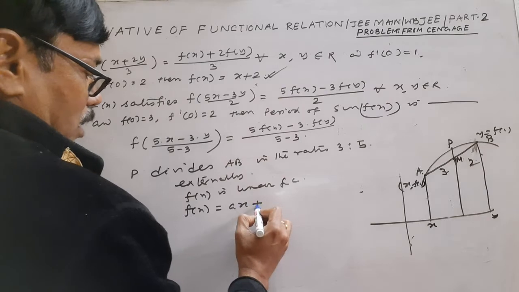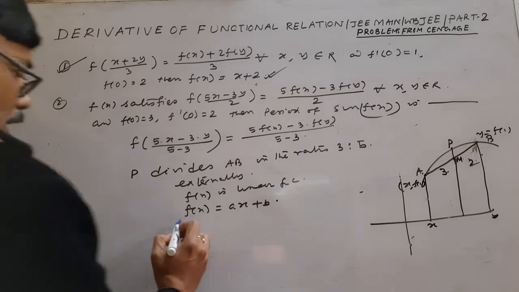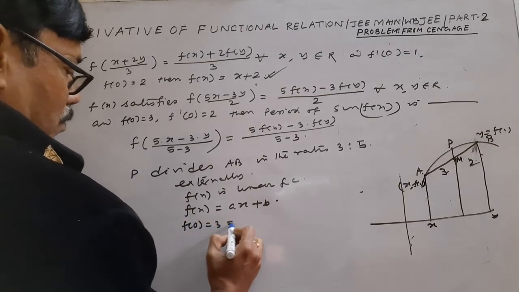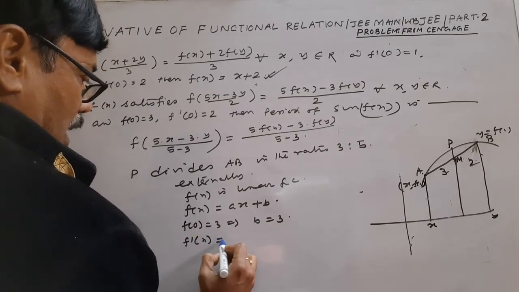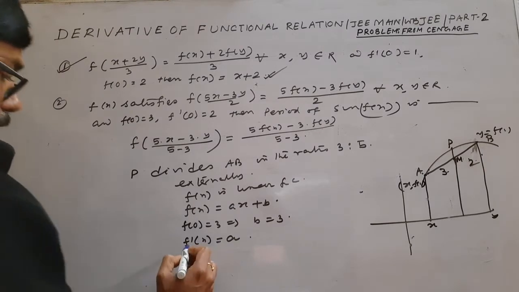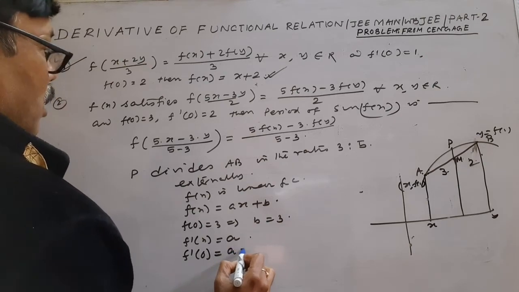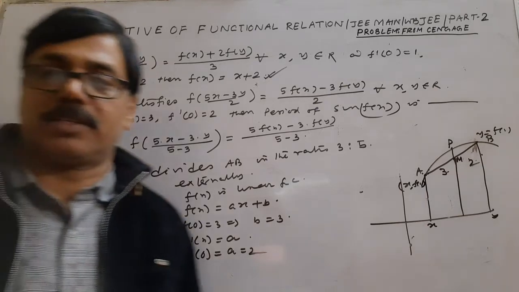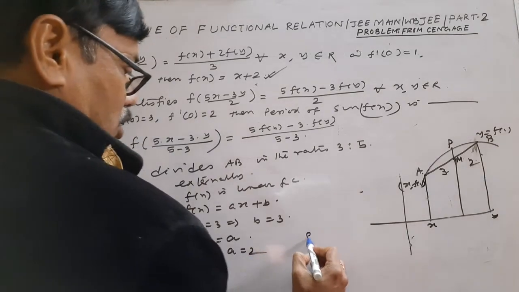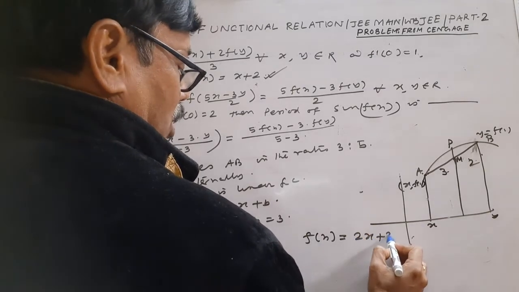So what is f(x)? f(x) = ax + b. Now use the initial condition: f(0) = 3 implies b = 3. So what is f'(x)? f'(x) = a. Now what is f'(0)? f'(0) = a = 2. So we are getting the form of f(x): f(x) = 2x + 3.